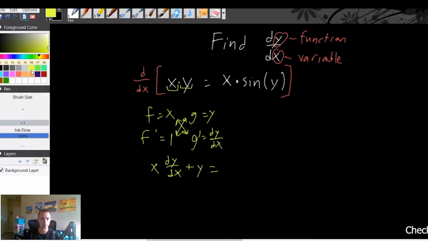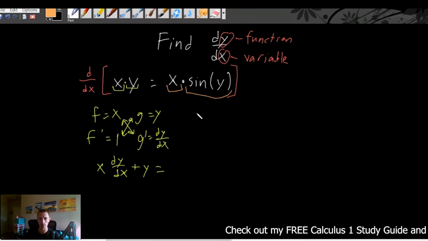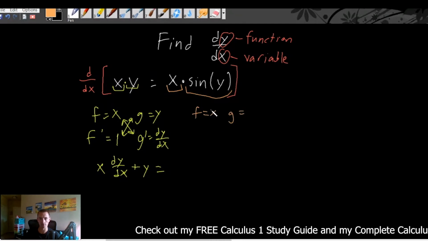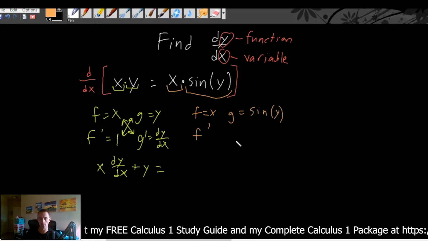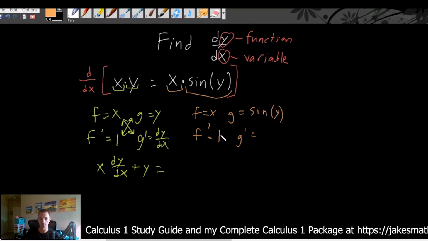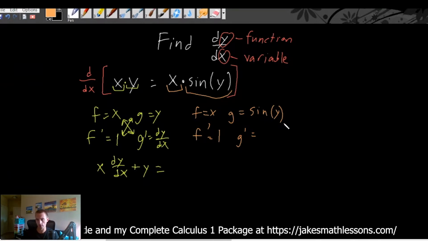Now on the right side of the equation here, again, we're going to have to use product rule because we have x times sine of y. So we have the product of these two functions here. So again, we need to determine what is f, what is g. Let's just say f is x, g is sine of y, and then we need to find f prime and g prime. Derivative of x is 1. Now for the derivative of sine of y, that's where it gets a little bit more tricky.